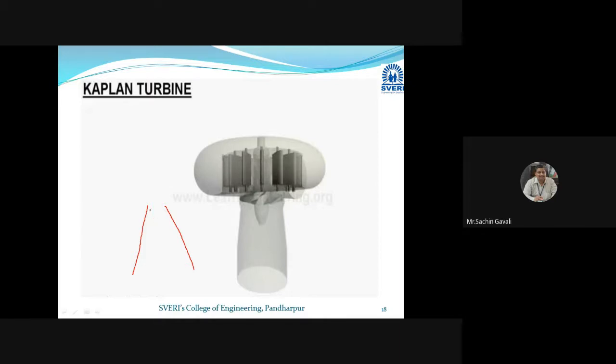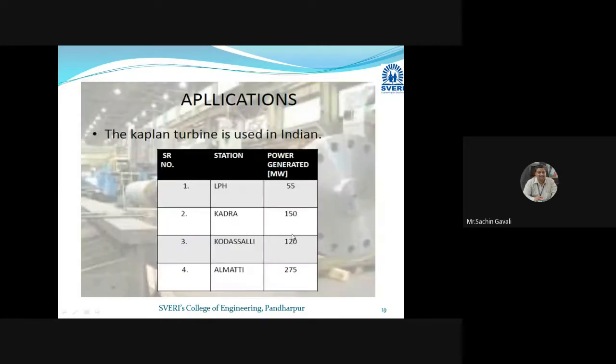We are only interested in the pressure becoming more than atmospheric pressure, because after converting all potential energy or pressure energy into kinetic energy, the water's pressure becomes very low, and it cannot come out from the turbine. Hence the draft tube will increase the pressure and decrease the velocity, and water can flow to the reservoir. Hence this is called the draft tube.